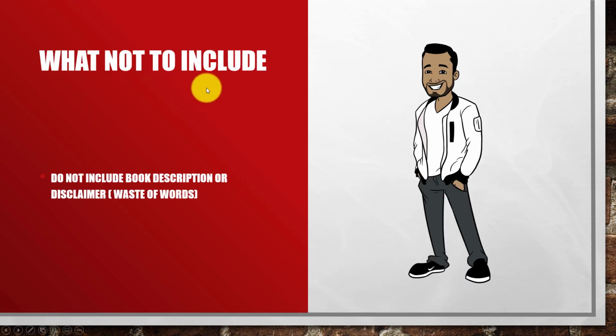What not to include. So we're going to tell our writers what not to include for our books. So do not include a book description or disclaimer because this is a waste of words. And ghostwriters are notorious for this. They can take up to 1,000 words, which is just a waste when you can use those words for other more important aspects of your book.